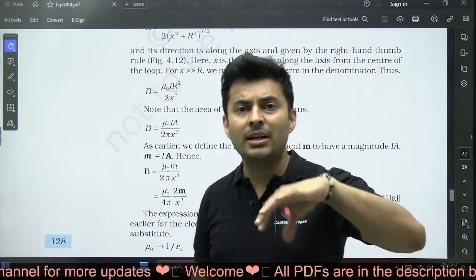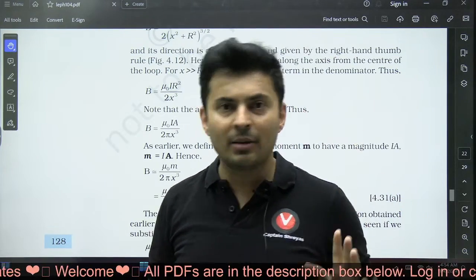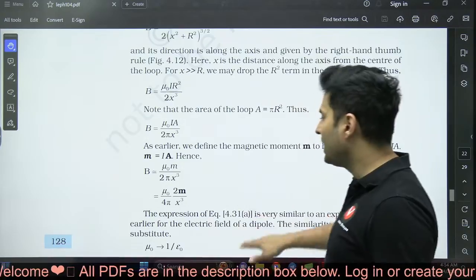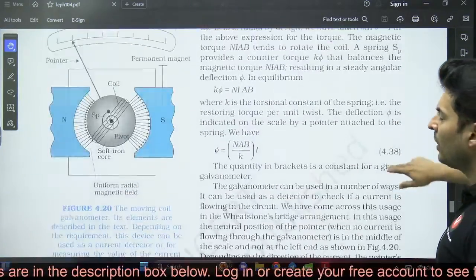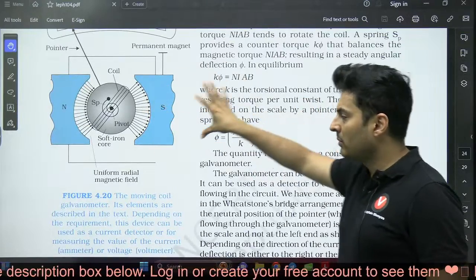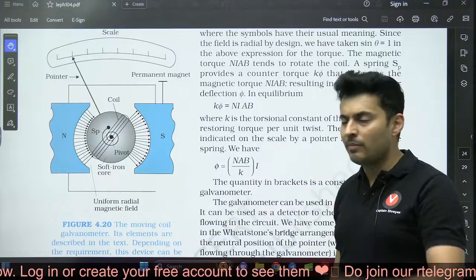Wherever you see permittivity, you replace it with permeability. Wherever you see electrical dipole moment, replace it with magnetic moment. That's all. Everything else is the same. That's what is mentioned in this entire paragraph. Then the moving coil galvanometer: the diagram, the derivation, and the sensitivity. All these formulas are very important.